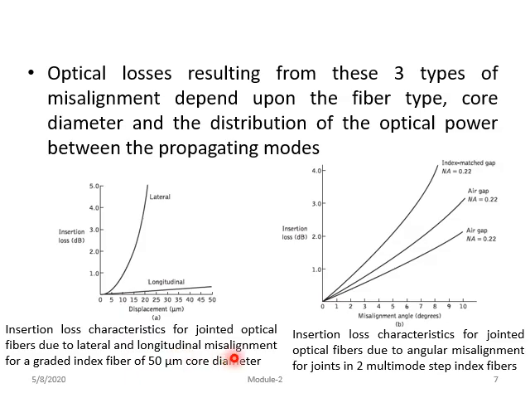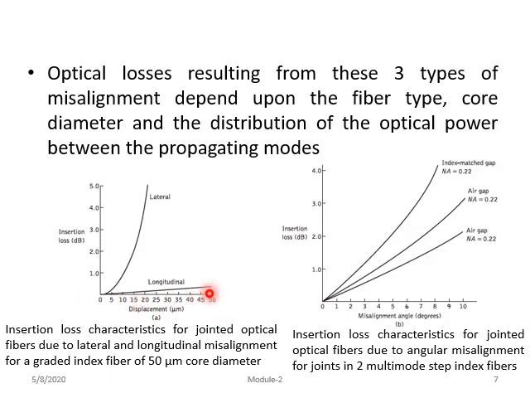So there are two graphs here, the first and the second. I'll first discuss the first graph, the loss with respect to the misalignment defined here. It shows the insertion loss characteristics of a jointed optical fiber due to lateral and longitudinal misalignment, for a graded index fiber with a 50 micrometer core diameter. So what could be the loss factor? Insertion loss will be more with lateral misalignment compared to longitudinal misalignment.